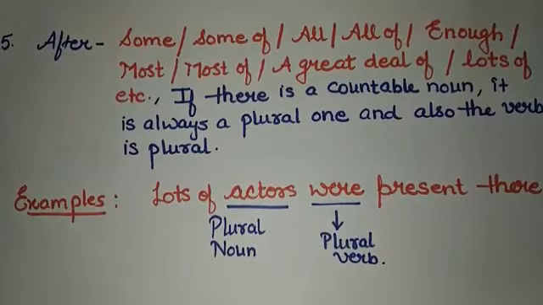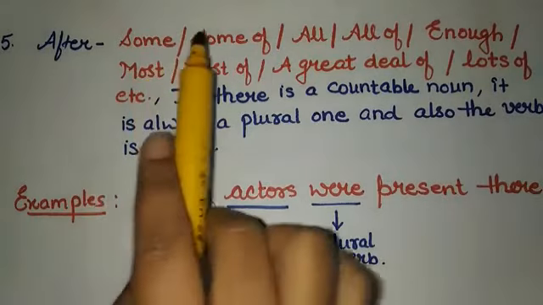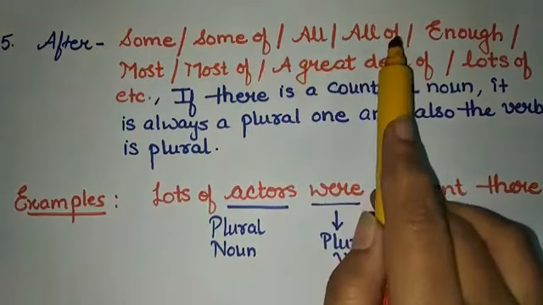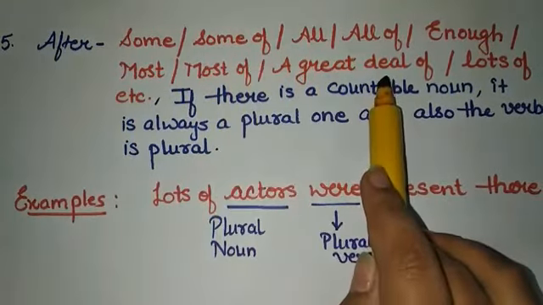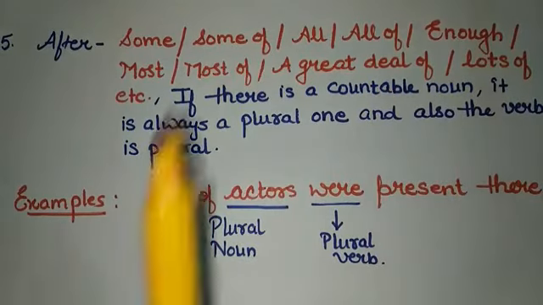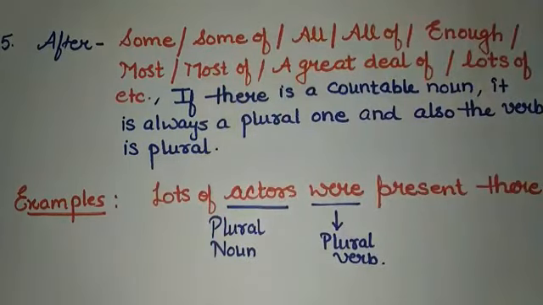And the next and the last rule for today is, after words like some of, all of, enough, most of, a great deal of, and lots of, means all such words, if there is a countable noun, it is always a plural one. And also the verb is plural. See the example and try to understand this. See, lots of actors. Of course, actors is a plural noun. Were, again a plural verb.